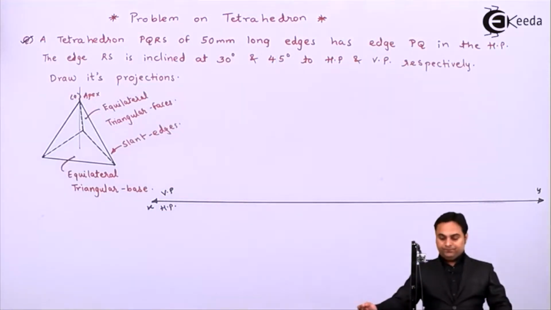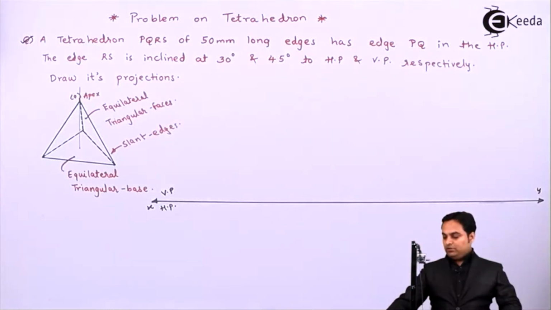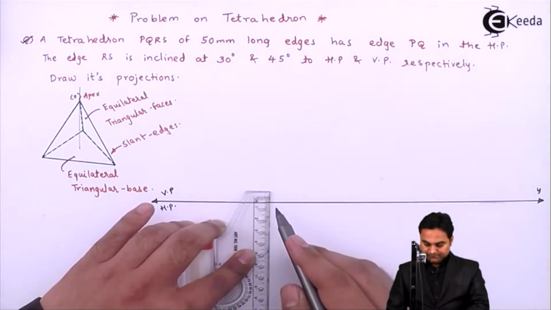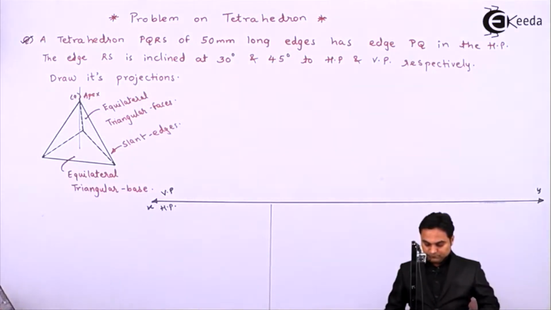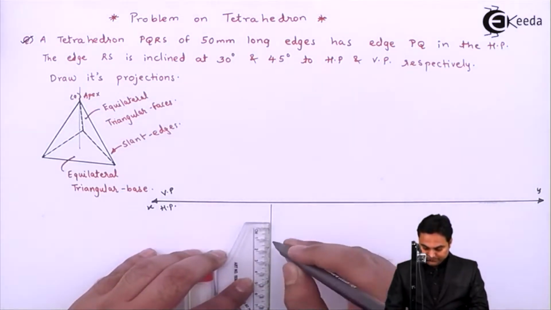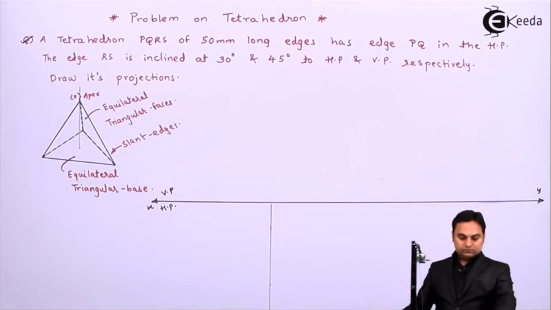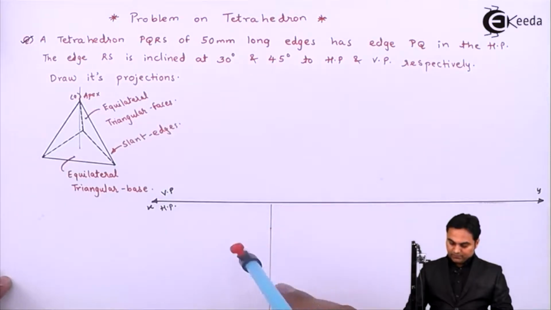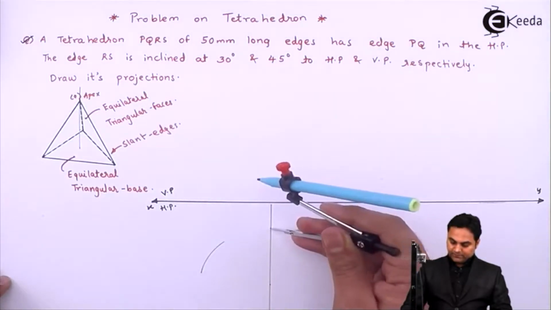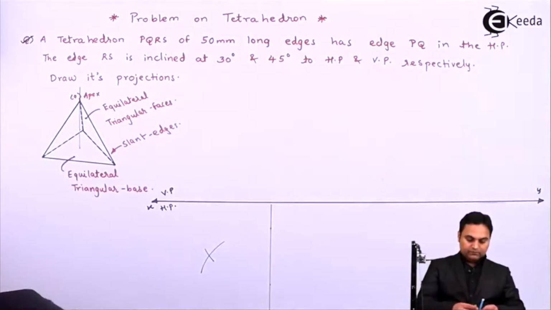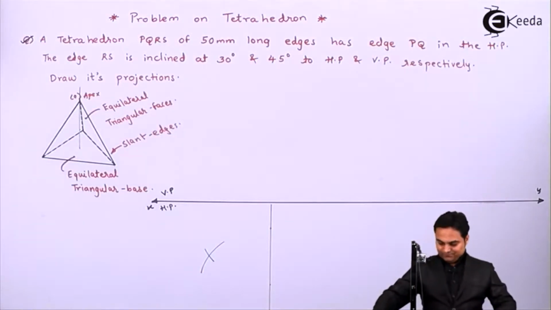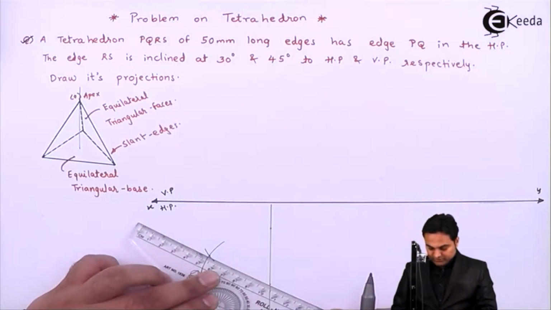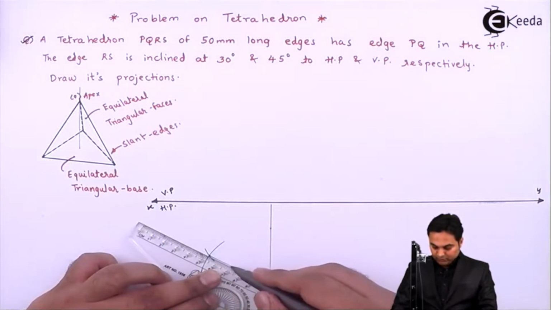Now it is mentioned that it has an edge PQ in the HP. So for that, I'll draw a vertical line. Measure 50 mm over it. Taking this 50 mm in the compass, drawing an arc here, cutting it from the other side. So we get the intersection point. And here I'll join the corners to get that equilateral triangular base looking from top.